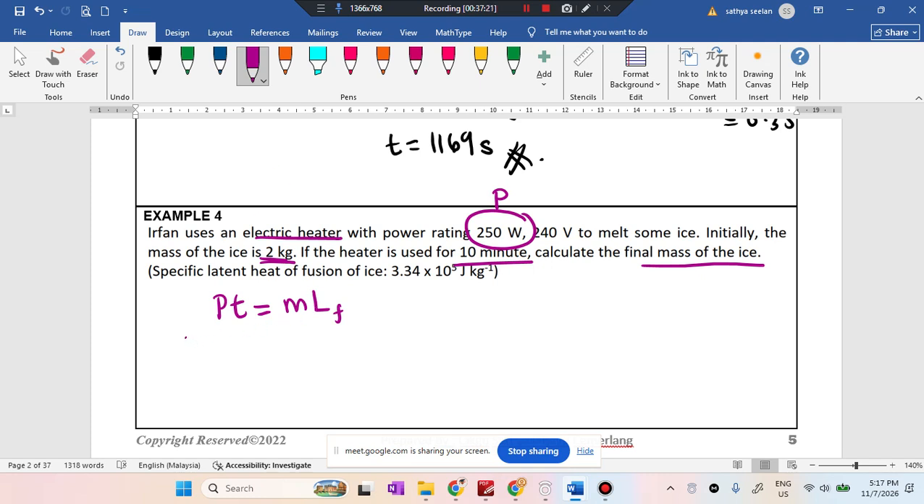Okay, power dia dah bagi 250. Okay, that one is okay. Time 10 minit. Bolehkah kita ambil minit? Tak boleh kan? Kita darab 60. Mass of the ice that is melted here, M, and LF dia adalah 3.34 times 10 to the power of 5. Okay, calculate your mass dulu.